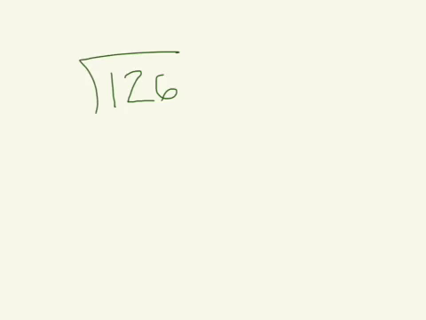126 divided by 9. Oops, I swapped my colors. That's okay. All right, well, let me think about this. I know 9 times 10 is 90, so let me try subtracting 90. But before I do the subtraction, let me make sure I'm over here keeping track of, this was 9 times 10, right? Okay. Now I'm going to subtract. 6 minus 0 is 6. 12 minus 9 is 3.